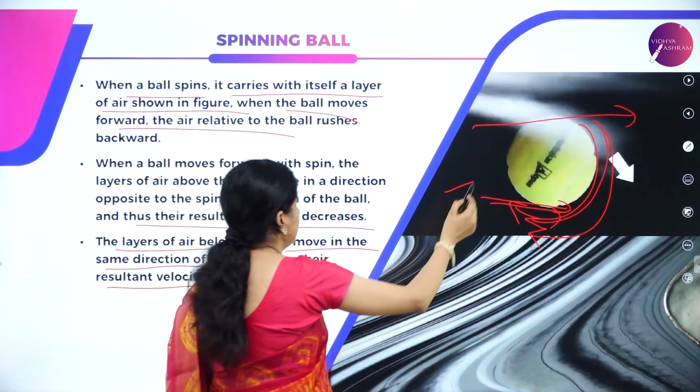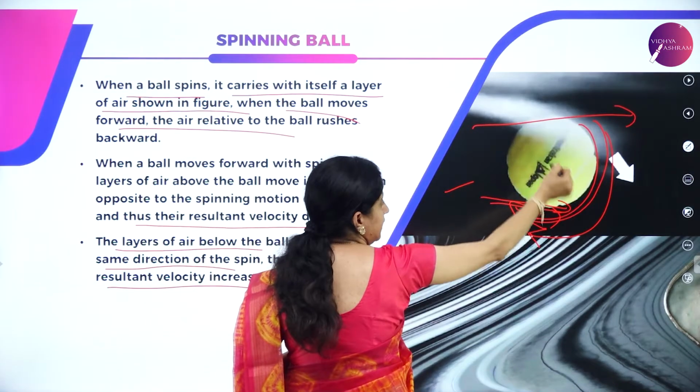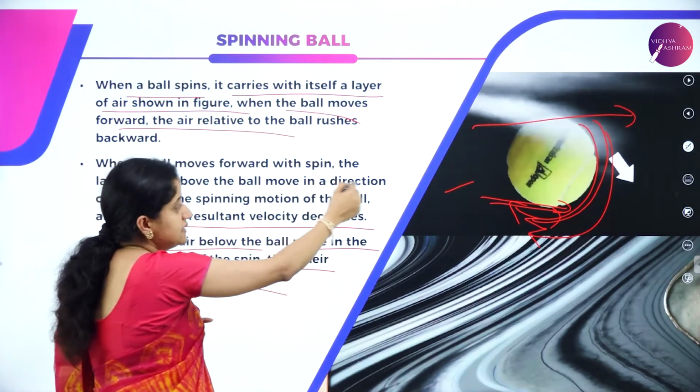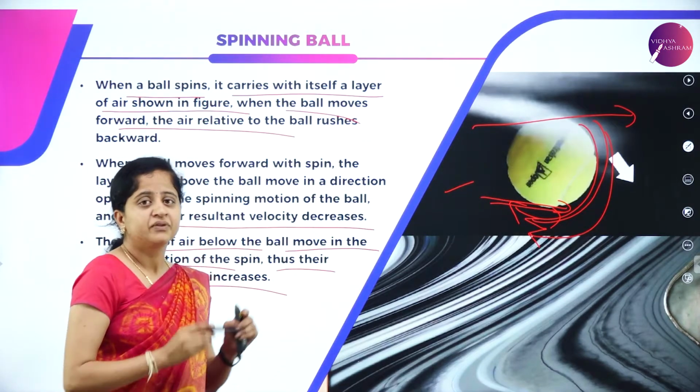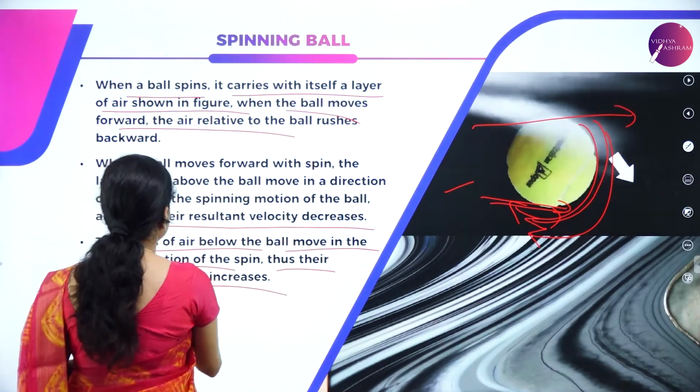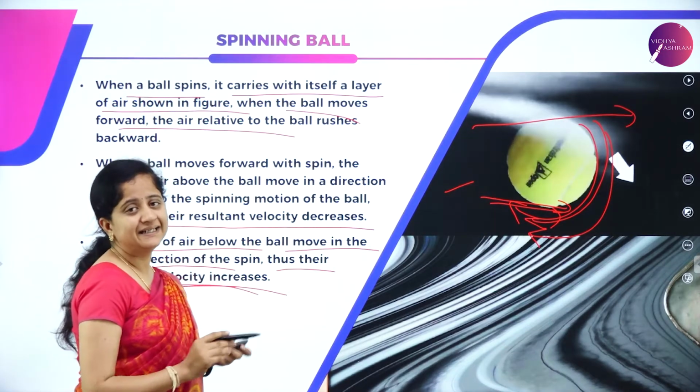So the resultant velocity will decrease when the air is moving in the opposite direction, since the air in contact with the ball at the lower surface will move in the same direction as the spinning ball. The resultant velocity of the ball increases.